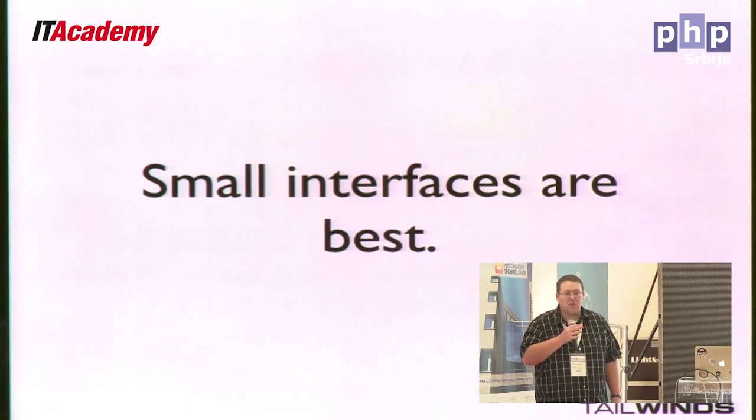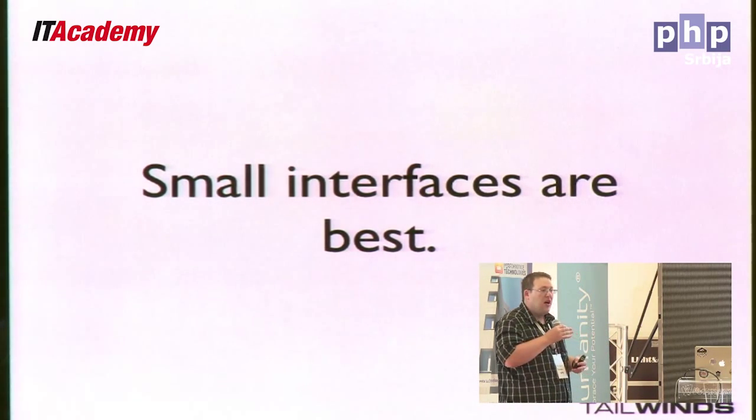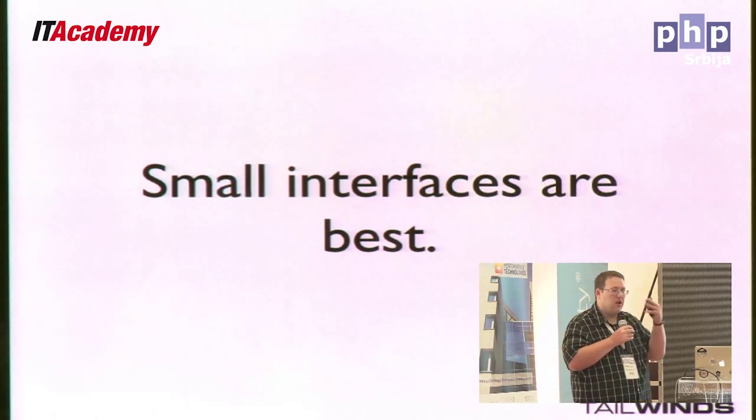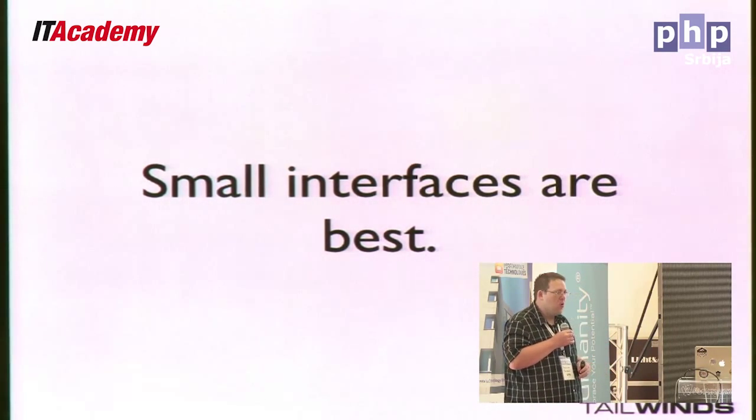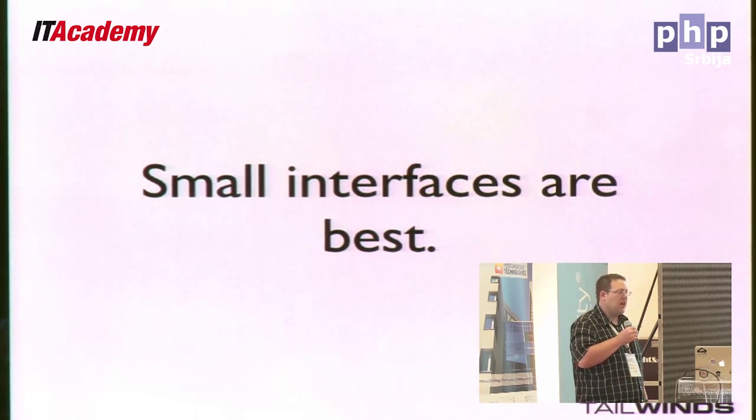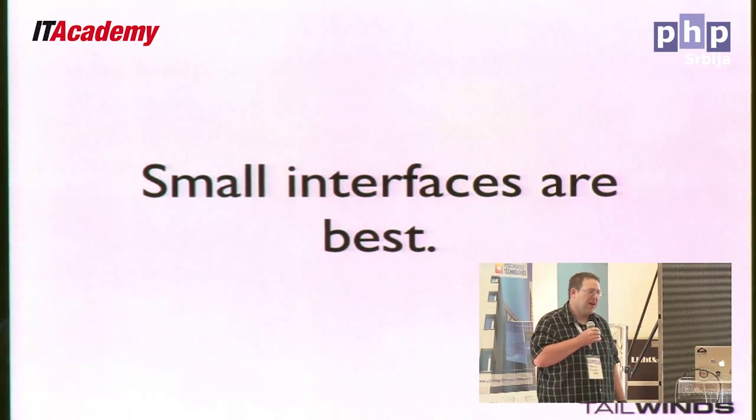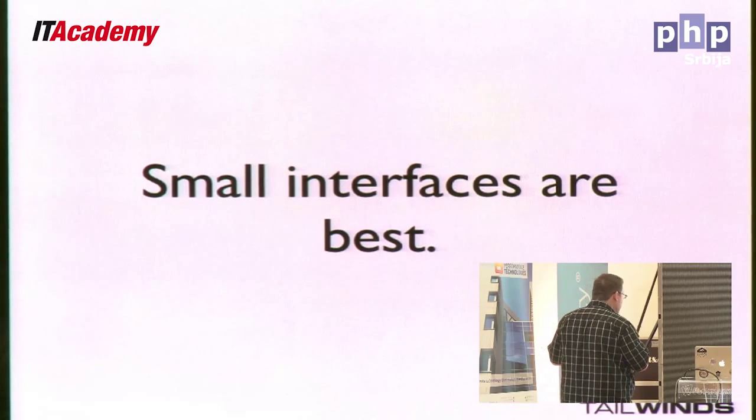The bottom line here is that small interfaces are best. The smaller the interface, the better off it's going to be. The easier it will be to test. If you're testing every code path and your interface has 18 methods and each method throws 2 exceptions, well, congratulations, you've just decided that you're going to write 18 times 3 tests just to test that one interface. Okay. So small interfaces are a good thing. The smaller they are, the better off you'll be.